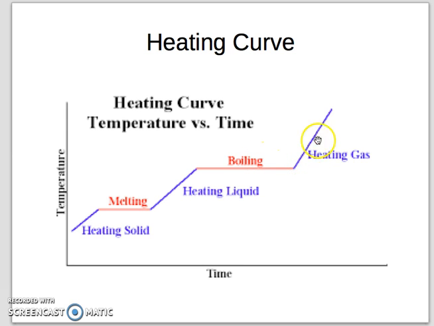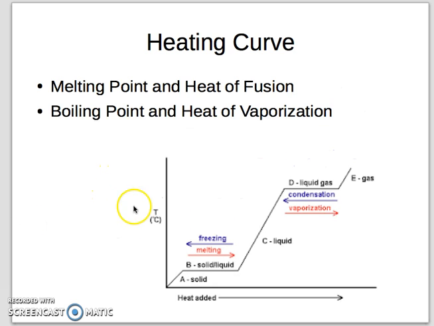Okay, and then you can actually superheat the gas too. You can heat the gas beyond 100 degrees Celsius. This is the same curve, right? It just shows you here is a solid. This is a liquid solid. Solid and liquid both exist at this range. Here you've got a liquid. Here you've got liquid to gas. And then here you've got gas.